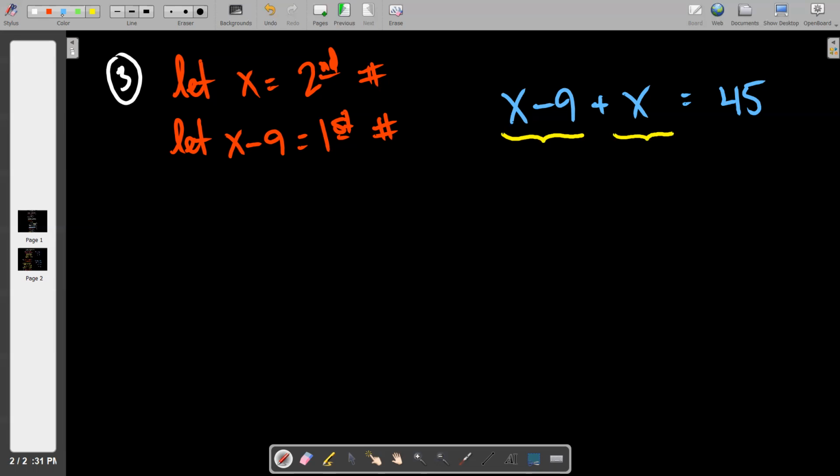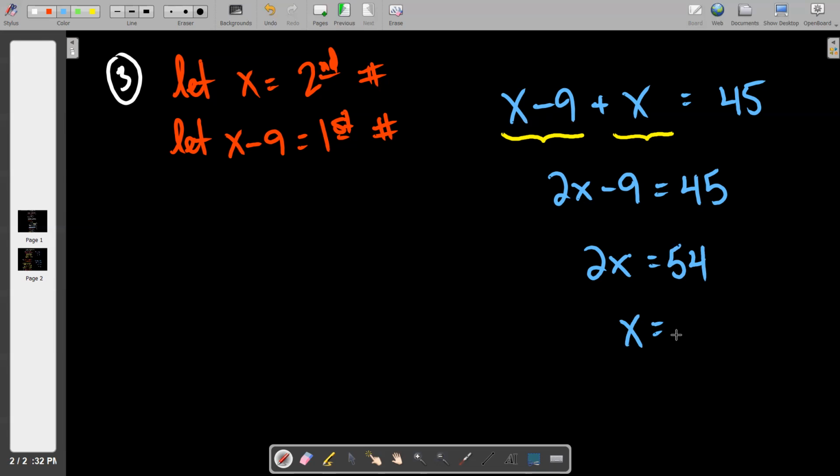Step 3 is to just math it up. Put your x's together. How many x's do you get? Next step. Add 9 to both sides, which gives us what? 54. And then you have to divide both sides by 2, giving you x equals 27. Good. And again, no one cares about our x, right? That's our thing. X is our thing.